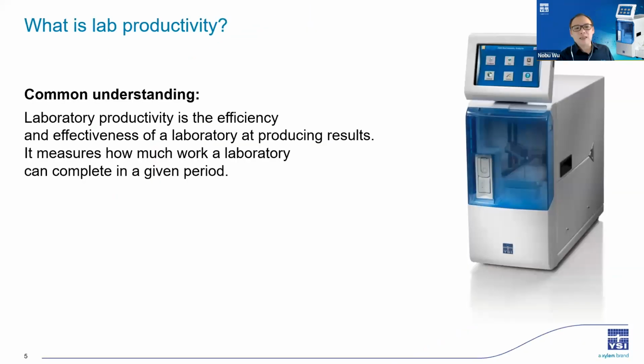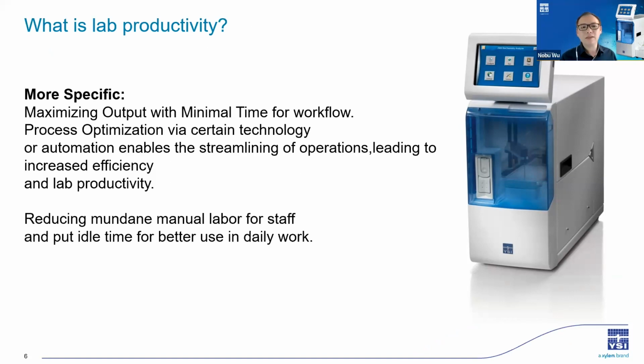A common understanding is that laboratory productivity, also called efficiency and effectiveness, is how well a laboratory produces results. In simple terms, it just counts how many laboratory tasks you can accomplish within a given time. However, looking at this more specifically, you have to look at how to maximize your output with minimal time input. This is regarded as a kind of process optimization.